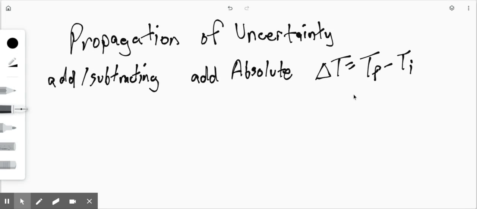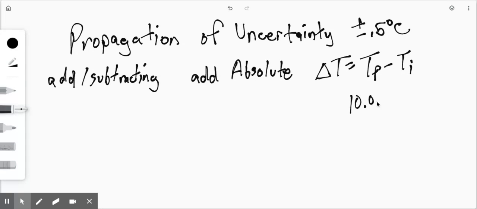Well, first we have to say, what would be the absolute uncertainty of an old-fashioned thermometer that has 1 degree Celsius increments? Can you figure it out? Right. Half of 1 degree, which is plus or minus 0.5 degrees Celsius. Very good.